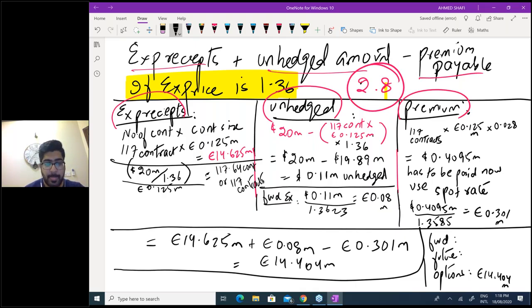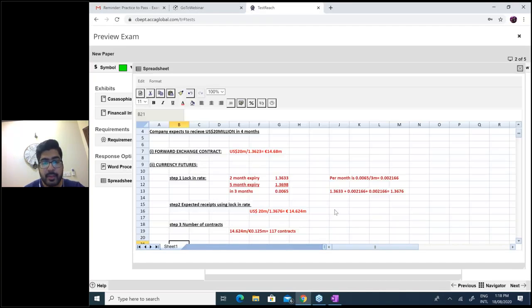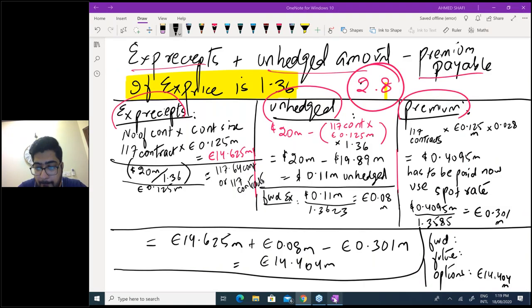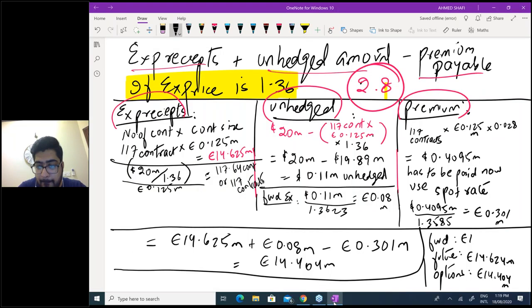Okay, futures gave us answer 14.624 million. And forward gave us answer 14.68 million. Recommend which is the best one. In receipts, we select the best, which gives the highest one. Whereas in payment, the best one is the one which is giving the lowest answer.